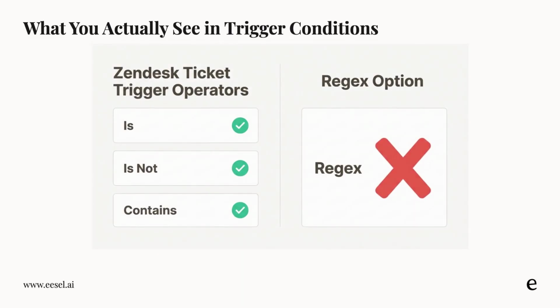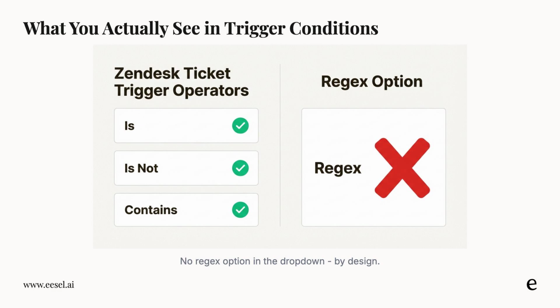When you open a ticket trigger and look at the condition options, this is what you see. No regex in the dropdown. The contains option does partial string matching, but only for text fields, not for tags.